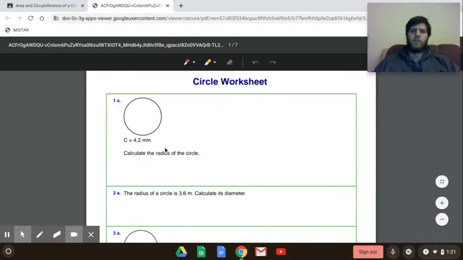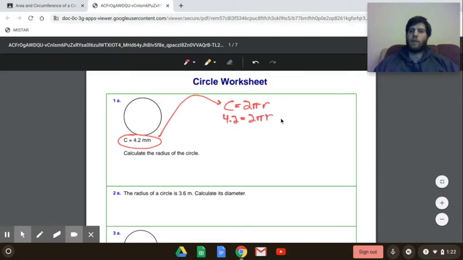So we want to calculate the radius of the circle. They're telling us that's the circumference, right? C is the circumference. So circumference, we know the formula is 2 pi r. Right, so all we're going to do here is substitute in what we know. We have the circumference, so we're going to substitute that in. So 4.2, and that's going to equal 2 pi r.